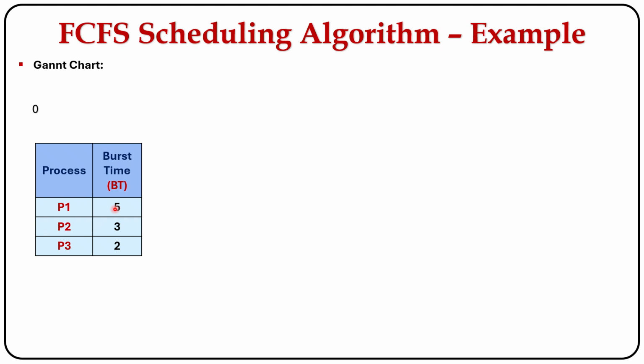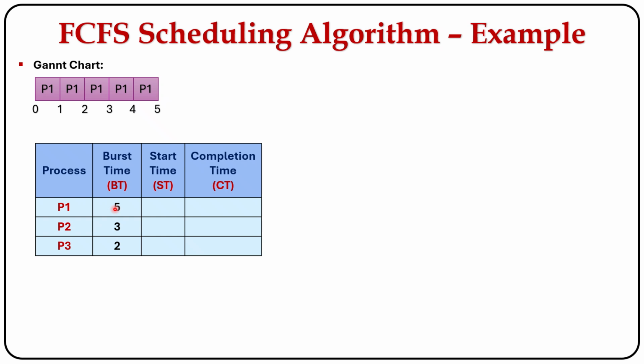That is, it starts from 0, executes 1, 2, 3, 4 and 5, and it gets completed. So the start time of the process P1 is 0 and the completion time of the process P1 is 5.